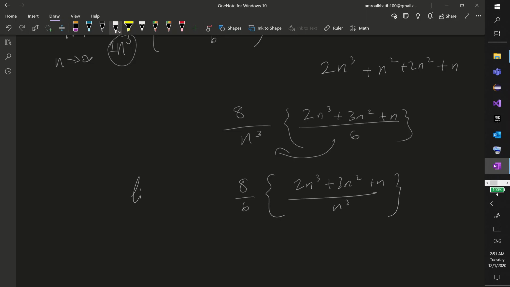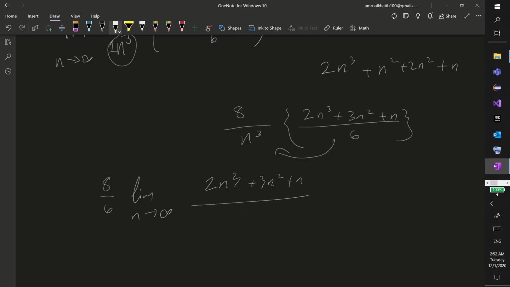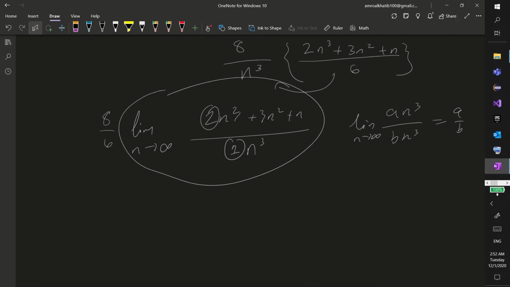And of course, you have the limit as n goes to infinity. Now, this is a constant. We can pull it out of the limits, so it becomes 8 over 6 times the limit of 2n cubed plus 3n squared plus n over n cubed. Well, as I said, an cubed over bn cubed, limit as n goes to infinity, is just going to be a over b, so here it's going to be 2 over 1. So this limit simplifies to 2 over 1, and then you have 8 over 6 outside. And well, your answer is just going to be 8 over 3.